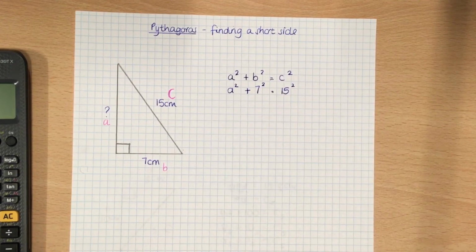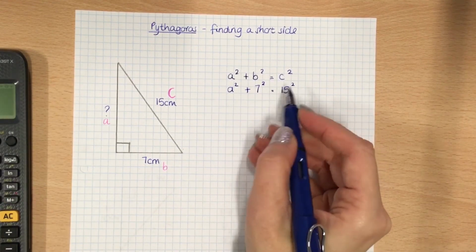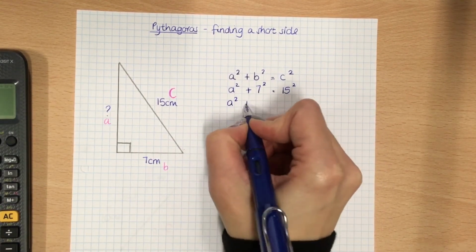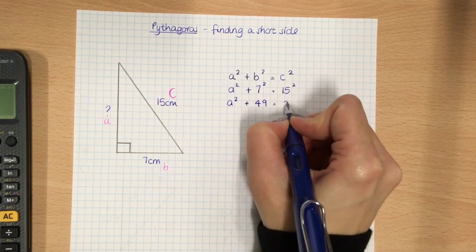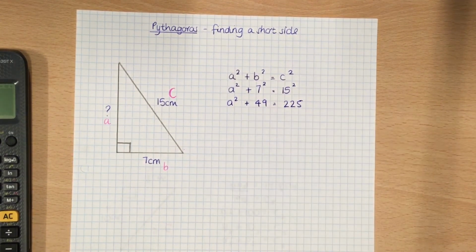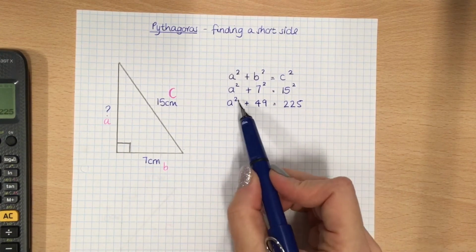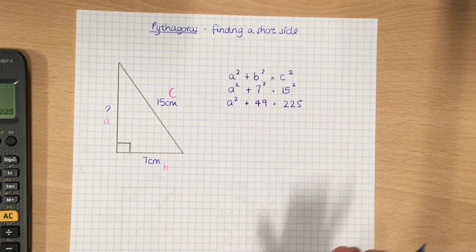Okay, so what we're going to do is we're going to put our values in here now. So a squared plus 49 equals 225. Okay, so what we would do now is we need to figure out what a squared is going to be. Okay, so we need to get this on its own. So we're going to do a little bit of solving equations now.